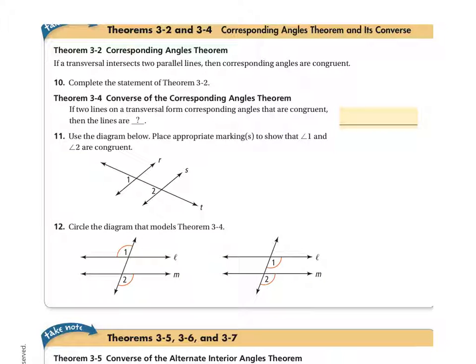This is part 2 of section 3.3, and we're going to start with the corresponding angles theorem and its converse. Theorem 3.2 is the corresponding angles theorem. If a transversal intersects two parallel lines, then corresponding angles are congruent. Number 10 says complete the statement of theorem 3.2. So, if two lines and a transversal form corresponding angles that are congruent, then the lines are parallel.